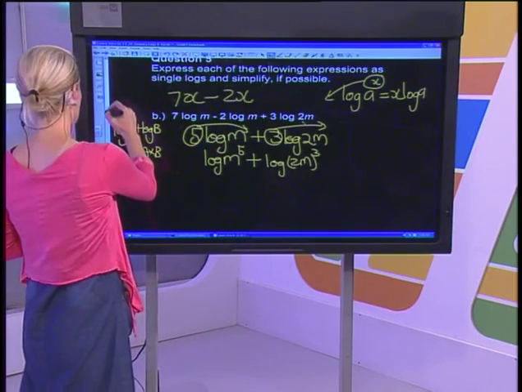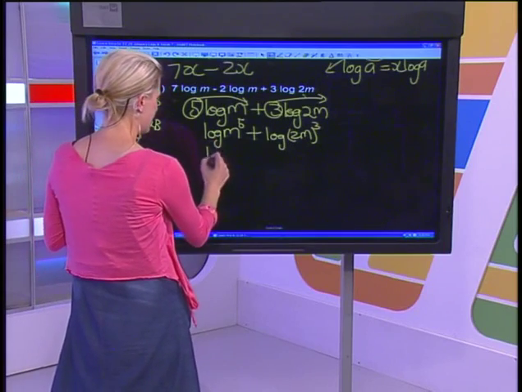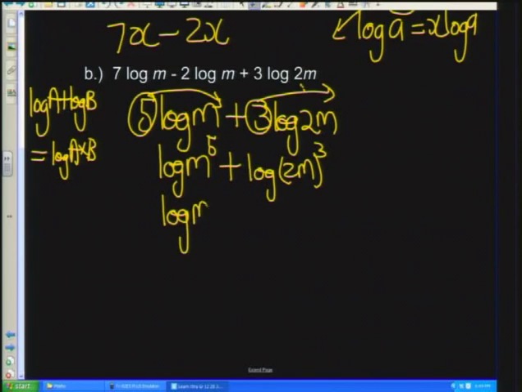Right. Now, before I apply the first log law, let's just do this. I'm going to say this is log of m to the power 5 plus, now remember it's 2 to the power 3 and m to the power 3. So this is log of 8 m cubed.